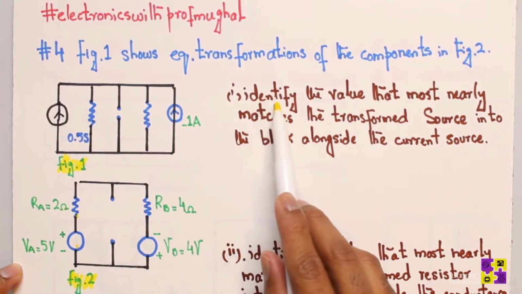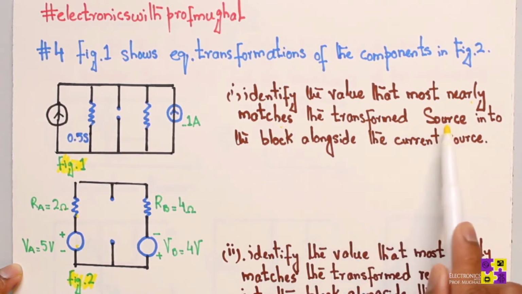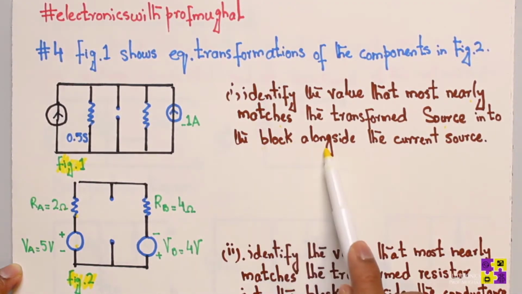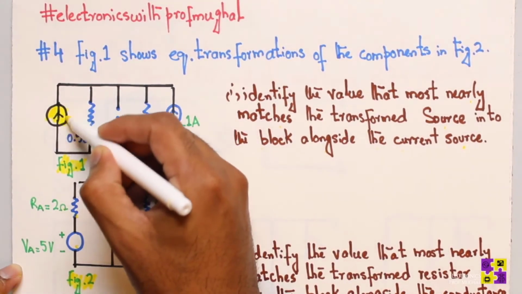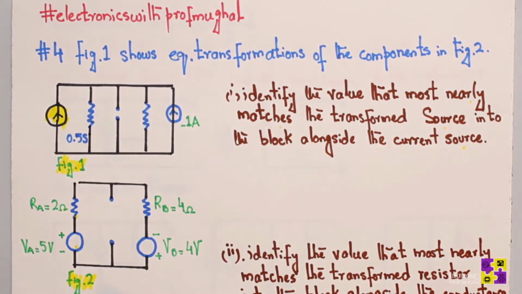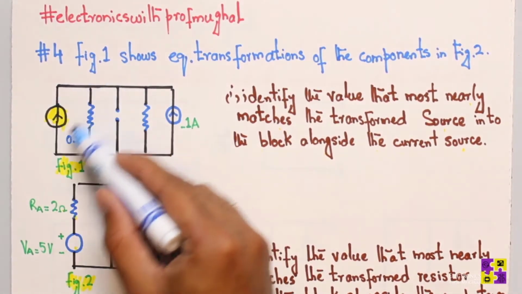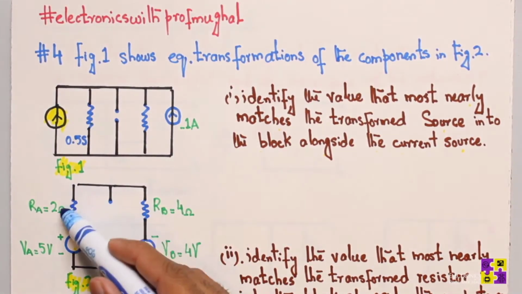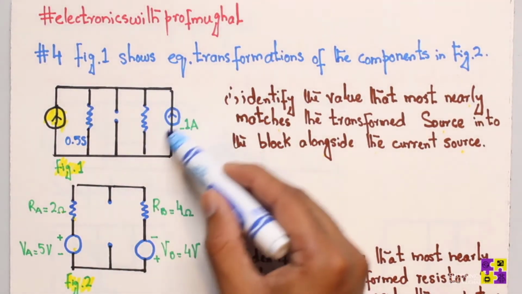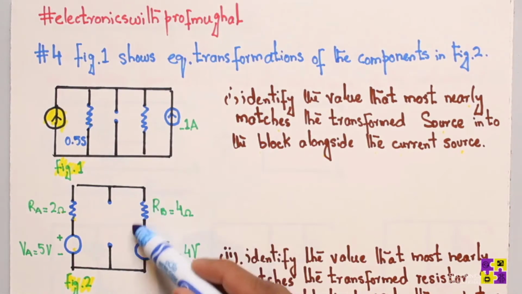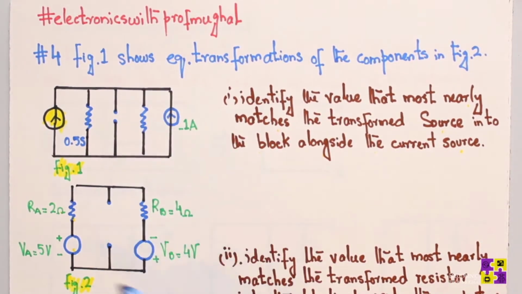So we have to identify the value that most nearly matches the transformed source into the block alongside the current source. So we have to find out this current source, which should be fairly simple, because if you look at this network right here, this part of the network is basically transformed into this series network, and this part of the network is again transformed into the series network of the two components, and then you have this open circuit in the middle right here.